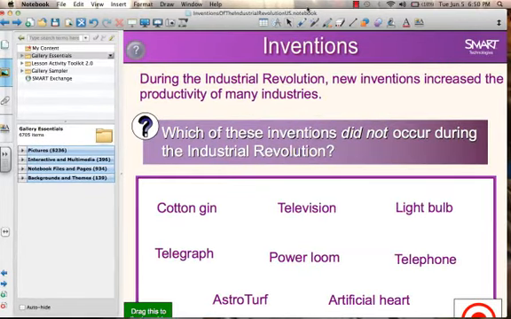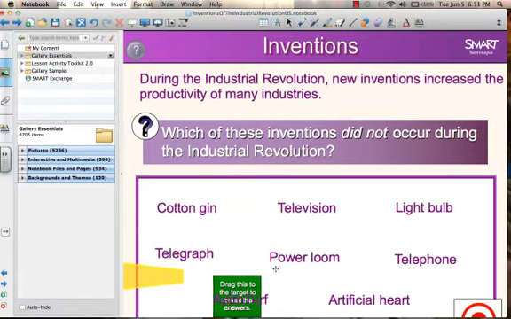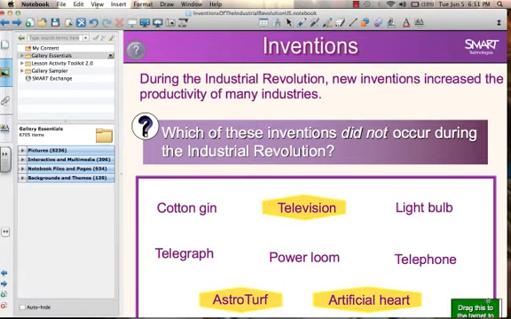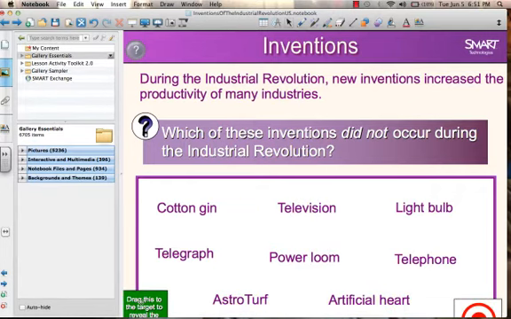Now this slide asks, what were some of the inventions that did and did not occur? So it would be an opportunity for students to try and identify ones that they think were invented during the Industrial Revolution and test what they already know, and improve upon what they don't know. You can drag this target over to reveal the answers, because these three things, AstroTurf, television, and the artificial heart, were not inventions during the Industrial Revolution. I might have to amend this to be more age and grade appropriate, but for someone teaching a younger class, this would be quite good.